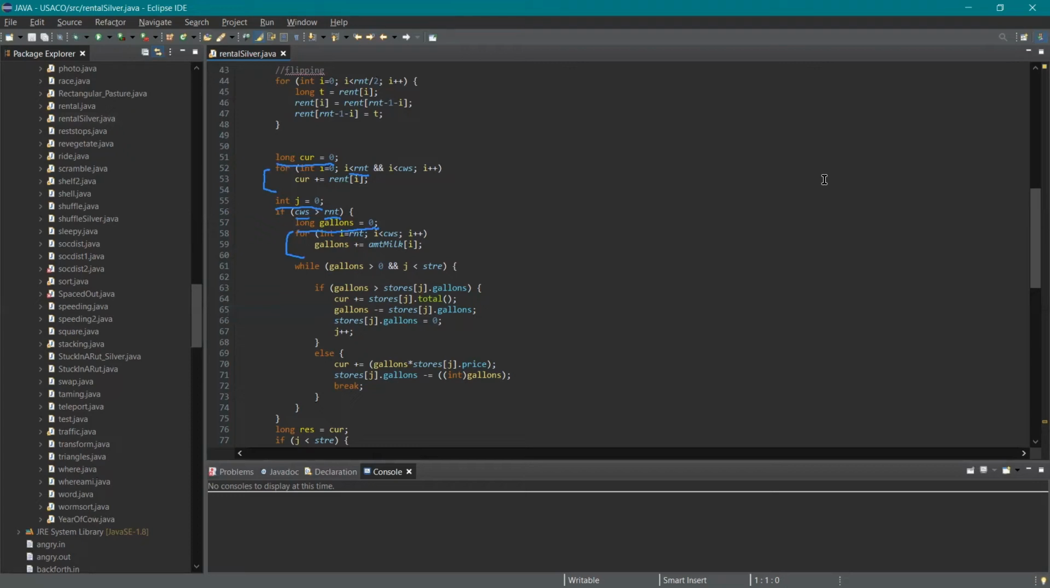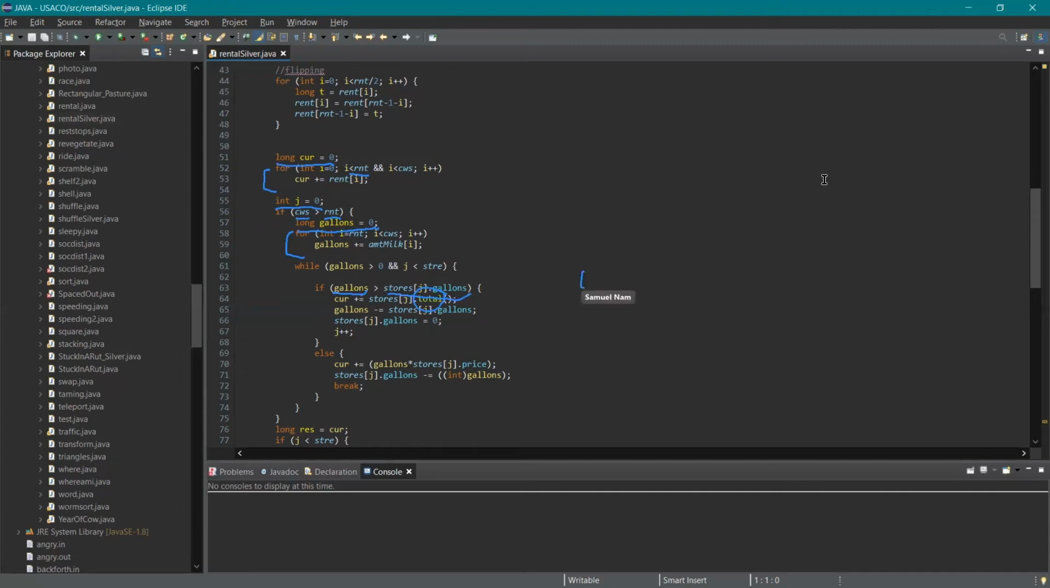And we look here and we see that if gallons is greater than store, set j gallons. Here we're trying to find if the total gallons is greater than store. And if it is, then we just do total as we did below. Below we had the dot total, which gives us the whole entire price that the store is willing to pay.